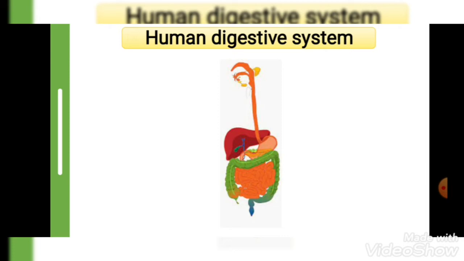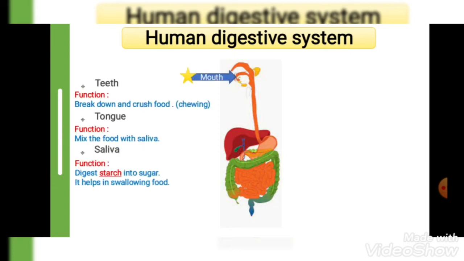ما تنسوش أن when we eat food it passes by a journey starting from the mouth and ends at the anus. What happens in the mouth? The food meets teeth, tongue, and saliva. The teeth are going to chew the food, so it's going to break it down. Tongue, it's going to mix the food with saliva. طب مين هي saliva? It is the liquid inside your mouth that can change starch into sugar and it helps us in swallowing food.